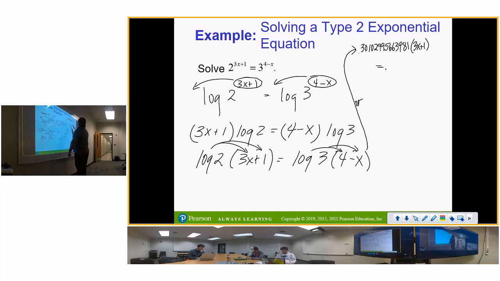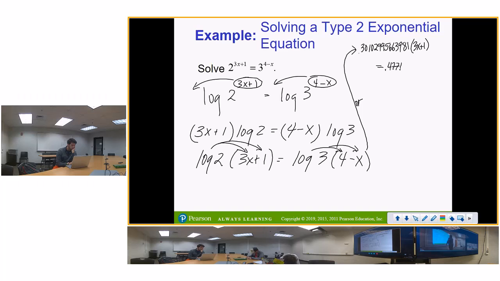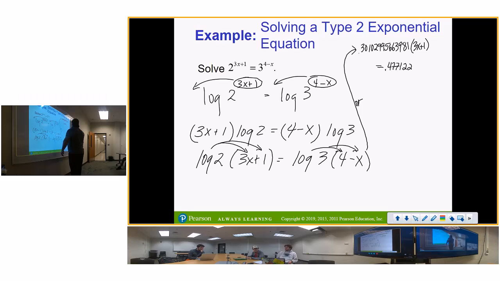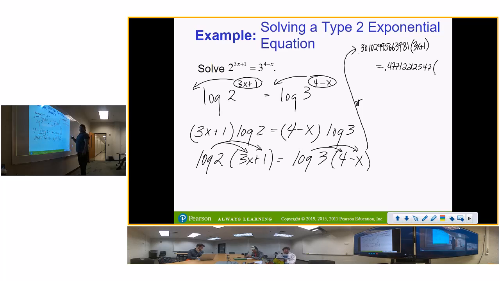Just point what? 0.4771. Just go a little bit lower on your volume so I can't hear you at all. 1, 2, 5, 4, 7. 5, 4, 7. Sound like y'all running out of damn gas.